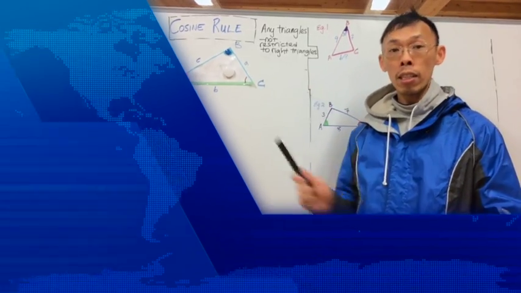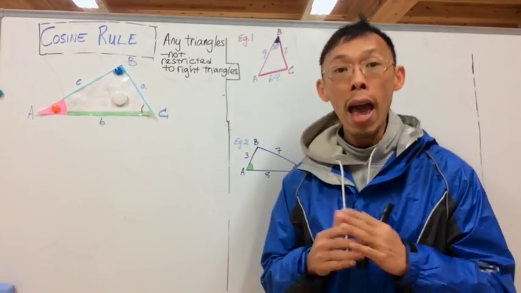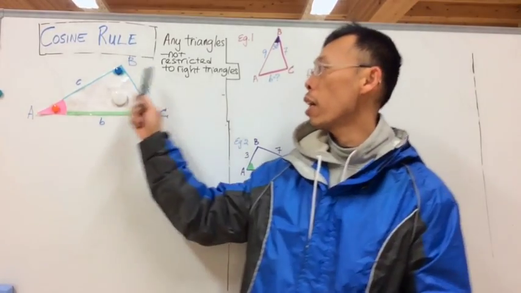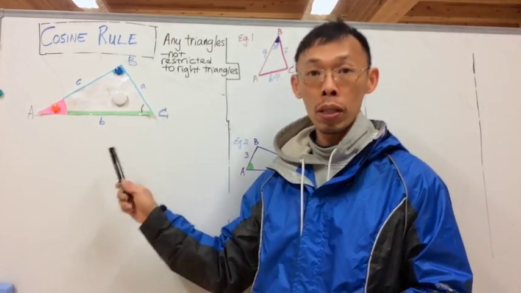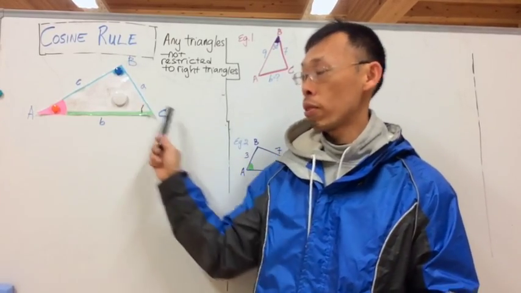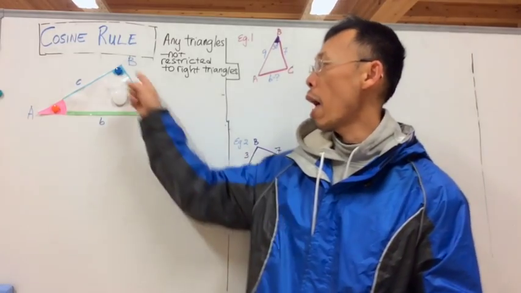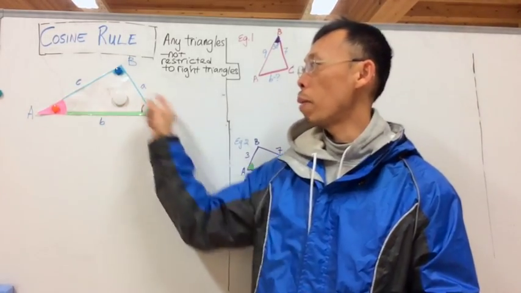And just like sine rule, cosine rule applies for any triangle. It doesn't have to be a right angle triangle. So here I have our usual triangle, and this can be any triangle. It doesn't have to be right angle triangle, and the usual labeling.